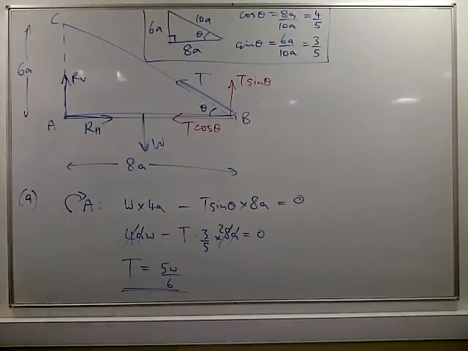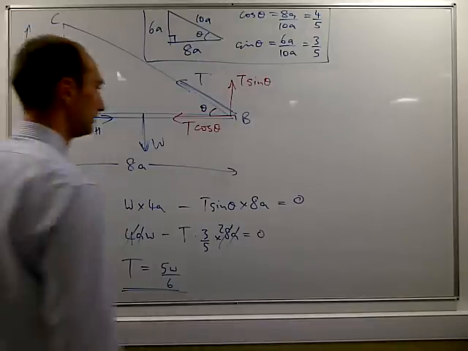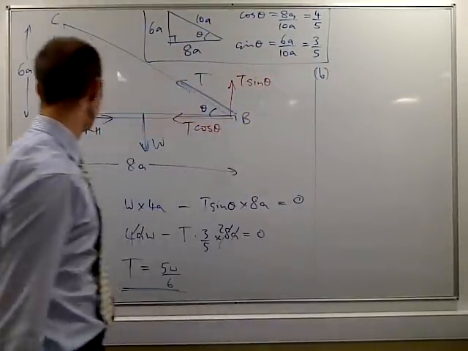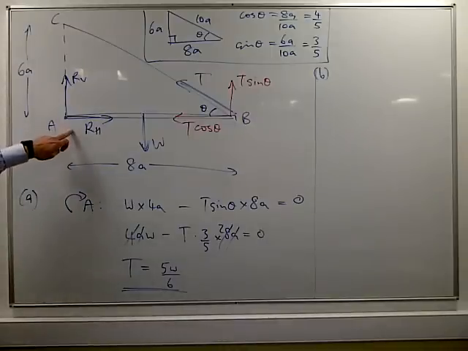Now then, the next part of this question: calculate the magnitude of the horizontal component of the force exerted by the pivot on the rod. Now then, part B, we're to find RH. Now we will do that by balancing the horizontal components of all these forces.